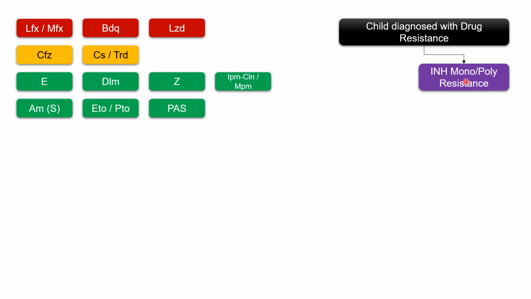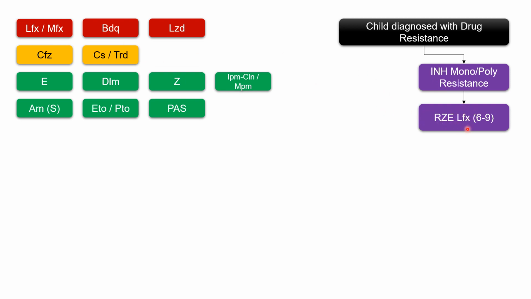So from HRZE we will switch over to what? RZE. So we will give RZE plus, to replace INH we have to add levofloxacin, that is a first group A drug, because a group A drug is a must. So we have to give rifampicin, pyrazinamide and ethambutol. Why? Because HRZE became RZE because H was resistant and we added one drug to replace one drug.